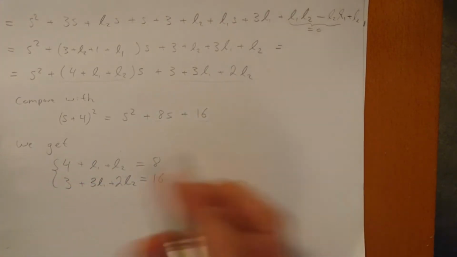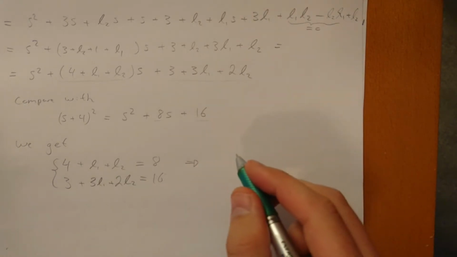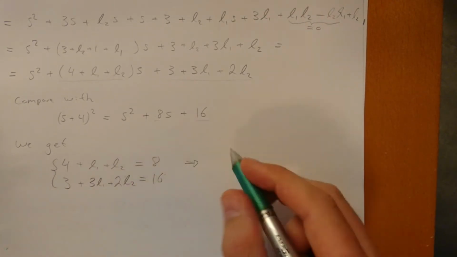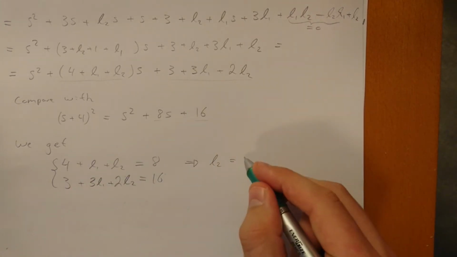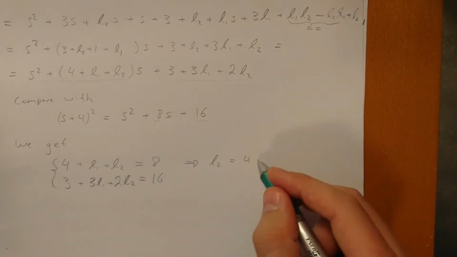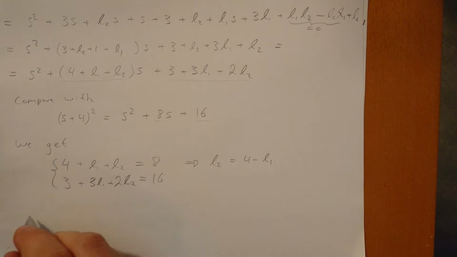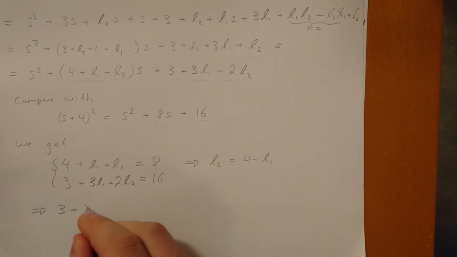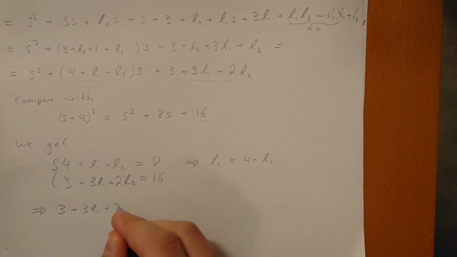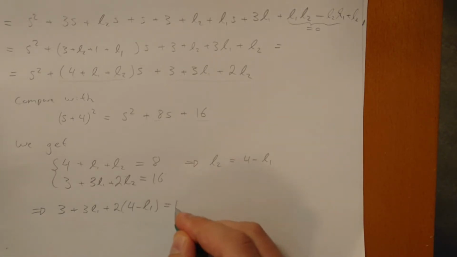So this is the equation system that we have to solve. And if we look at this first equation, we can solve this for L2, for instance, and then we see that L2 is equal to 8 minus 4, which is 4, minus L1. And then we plug this into this second equation, which gives us 3 plus 3L1 plus 2 times L2, which is 4 minus L1, must be equal to 16.